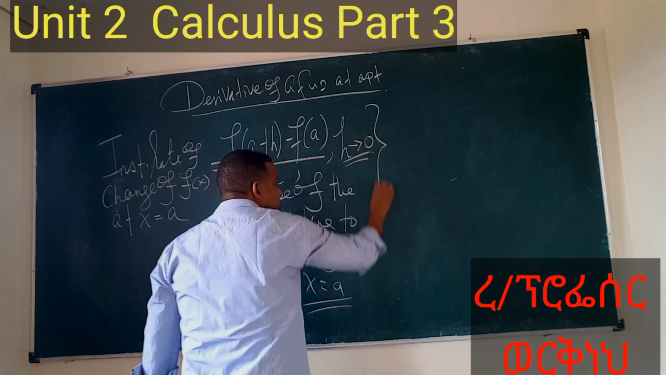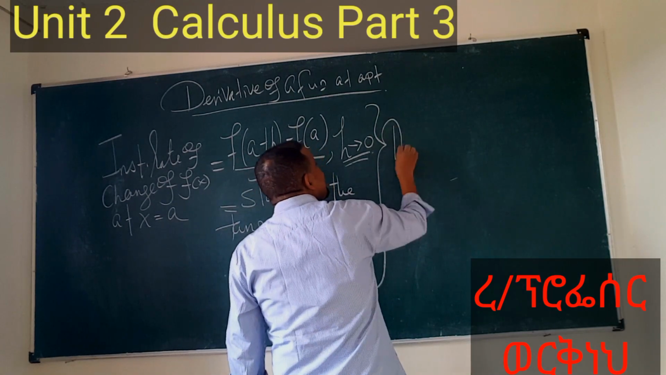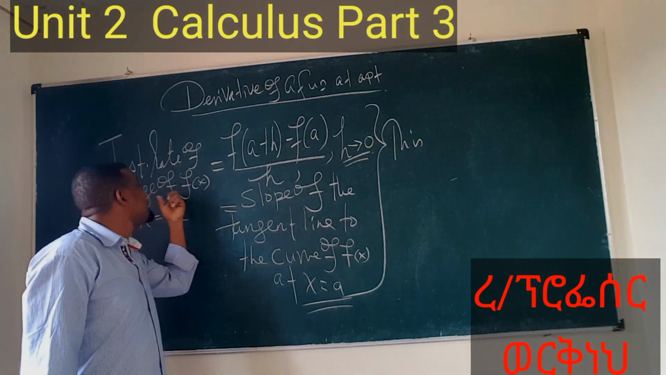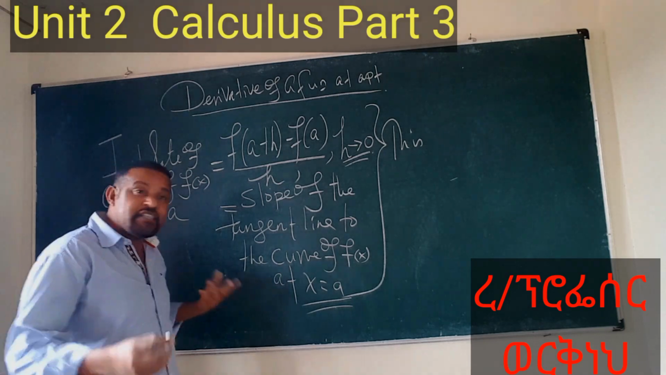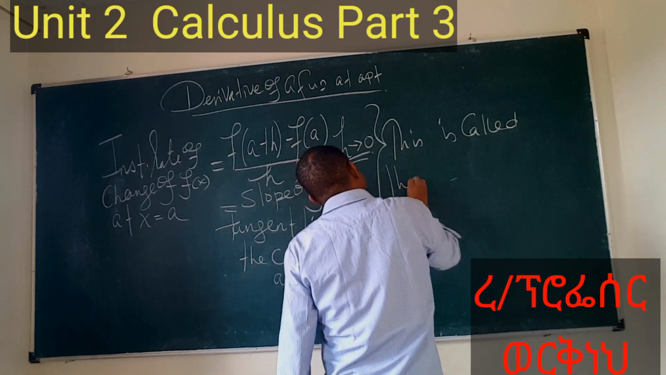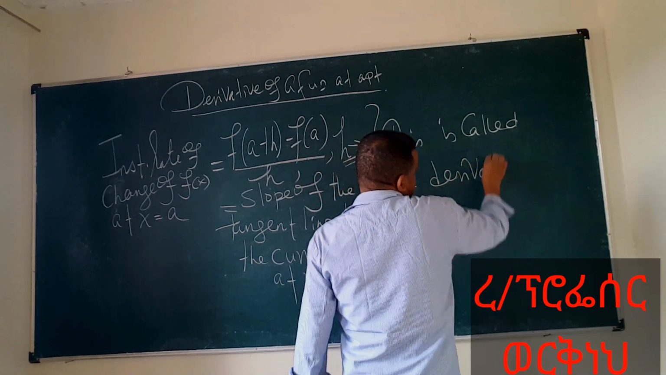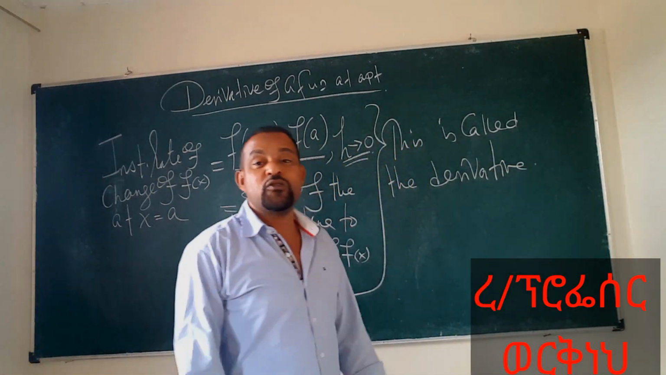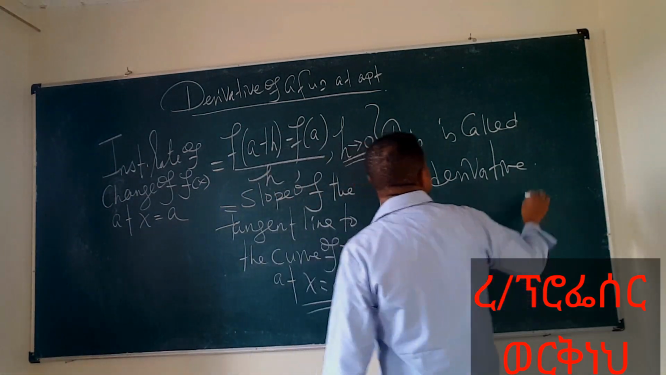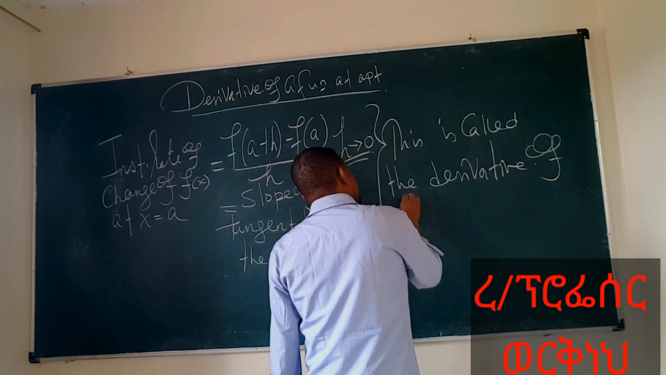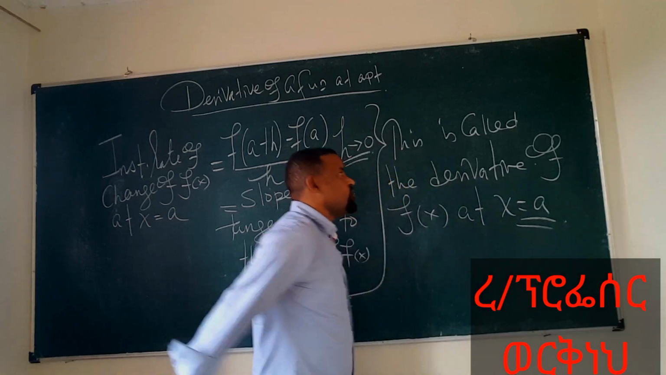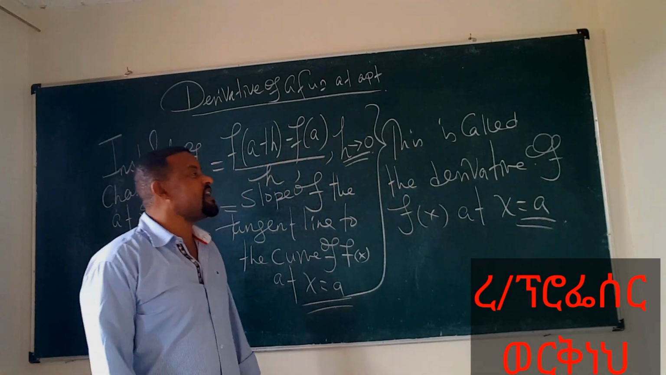This slope of a tangent line, this instantaneous rate of change of the function at a point a, is called the derivative. To differentiate means to find the rate of change of one quantity with respect to another quantity. So this is called the derivative of the function f of x at a point x equal to a.